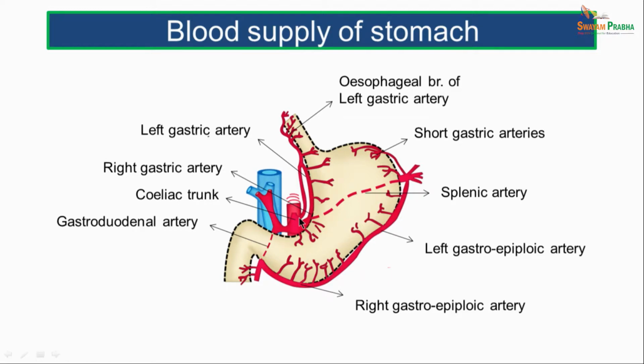The left gastric artery travels upwards up to the cardiac end of the stomach, turns on itself and comes down along the lesser curvature. At the point where it bends to turn down, it gives out a few esophageal branches which ascend and supply blood to the lower part of the esophagus.